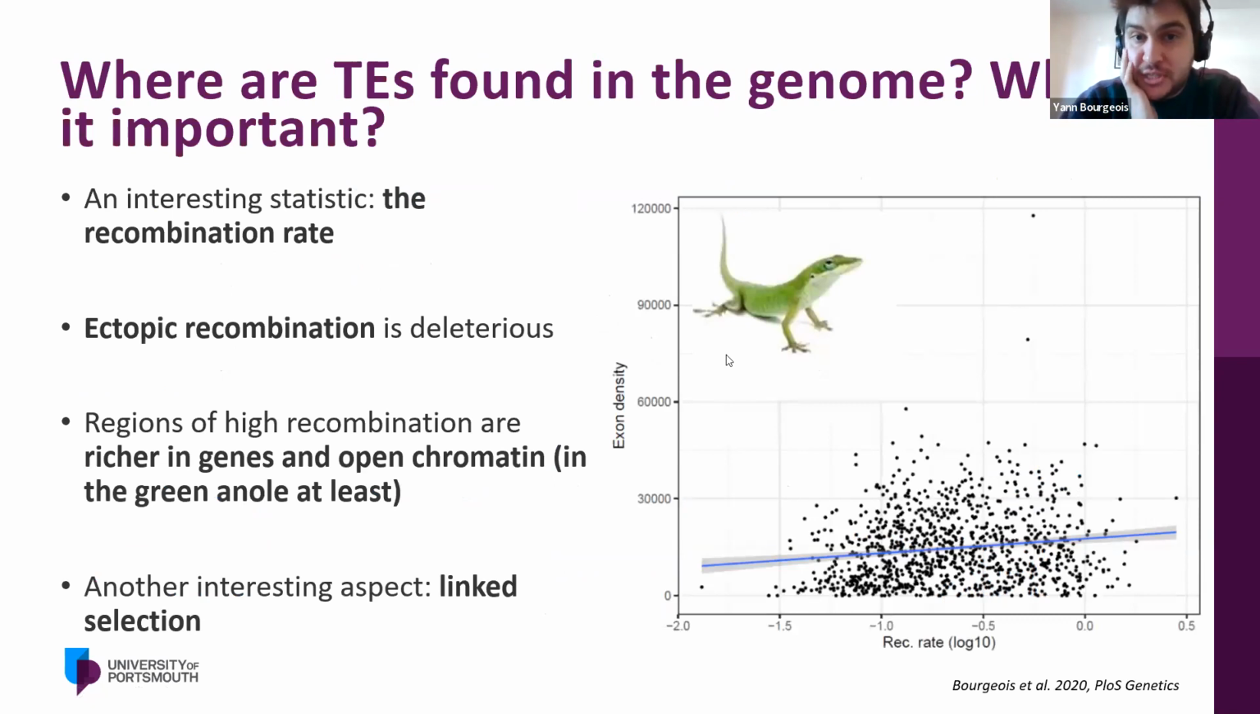Another aspect that's interesting to consider, and this draws from all the recent literature about what is called linked selection, consists in looking at where TEs are in the genome. And from this perspective, an interesting statistic is the recombination rate. So why is it important? It's mostly because, for example, one hypothesis for why transposable elements are so deleterious to the host in some cases is that they can engage in what we call ectopic recombination.